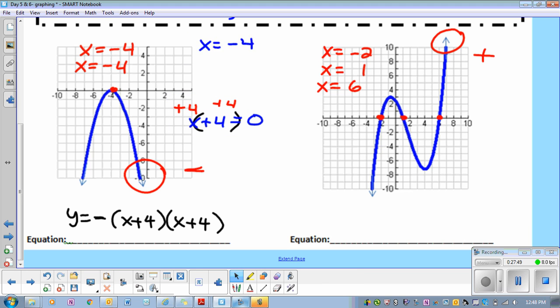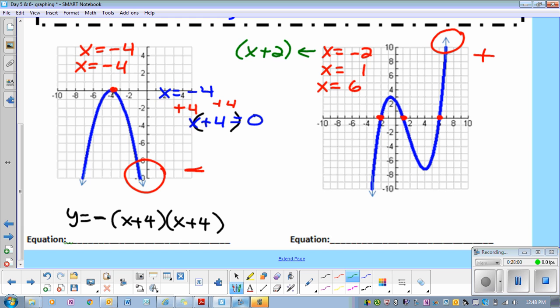Alright, so move this over. Okay. So then this one, x equals -2. What is my factor? Alright, x plus 2. What is my factor for x equals 1? And for x equals 6? X minus 6. Good.